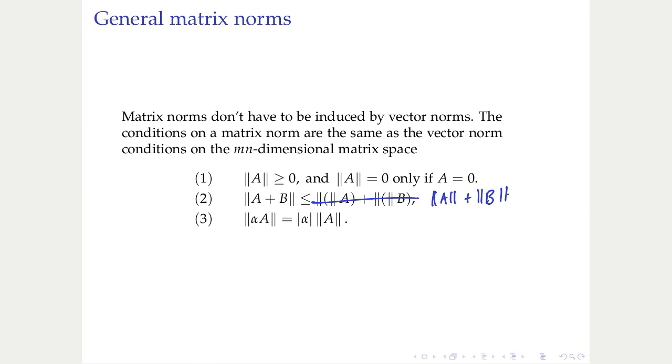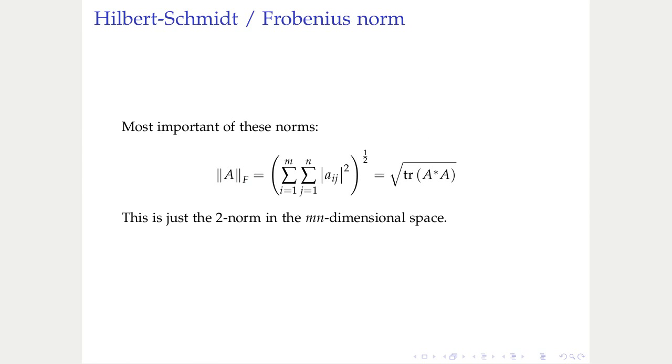Okay, so I'm not going to dwell on that, but there is one particular one which is actually quite important and actually quite useful. So I'll briefly give it a mention, and that's the Hilbert-Schmidt or Frobenius norm. I'll usually call it the Frobenius norm. Okay, so there's the definition. Looks a bit messy, but basically the Frobenius norm is just the sum of the squares of all the entries.